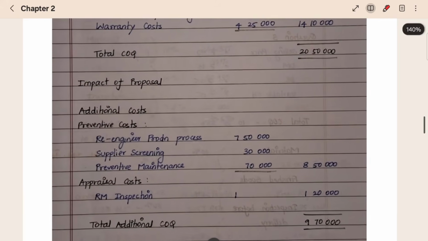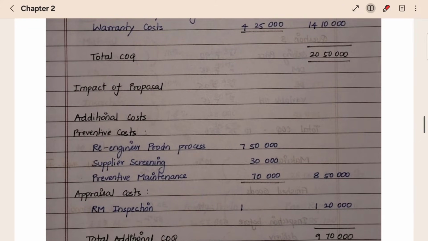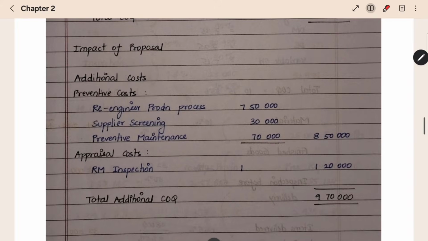The next thing they are asking is the impact of the proposal. They are proposing the program. What all the additional costs involved are, they have given in the question itself. I have given it in a categorized format, dividing what all the preventive costs and what all the appraisal costs are.